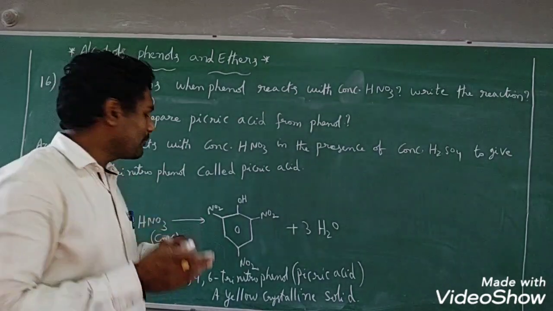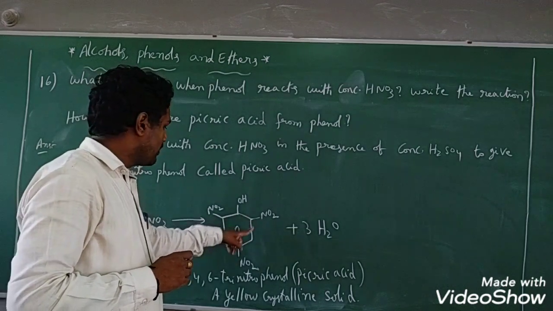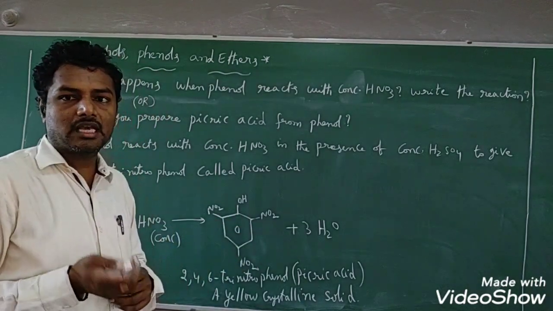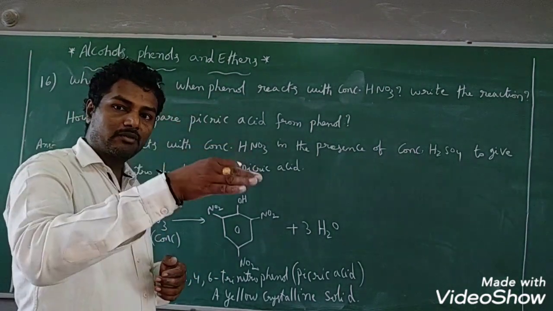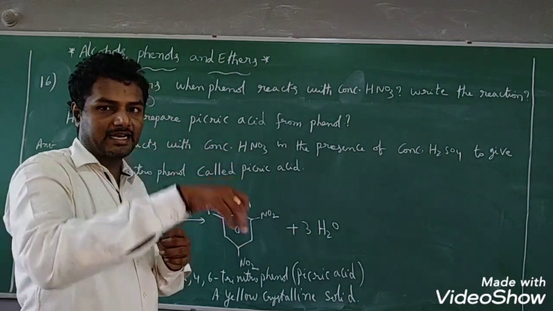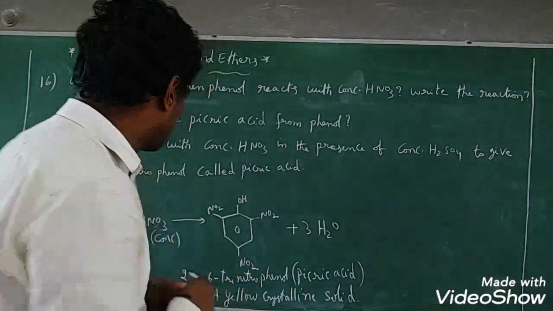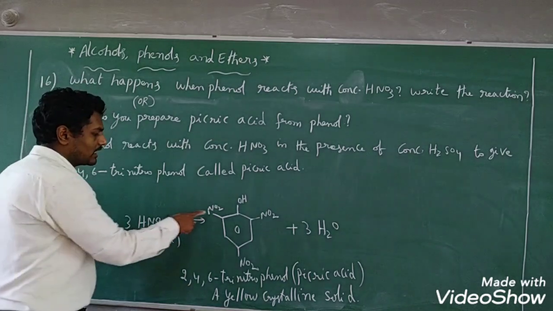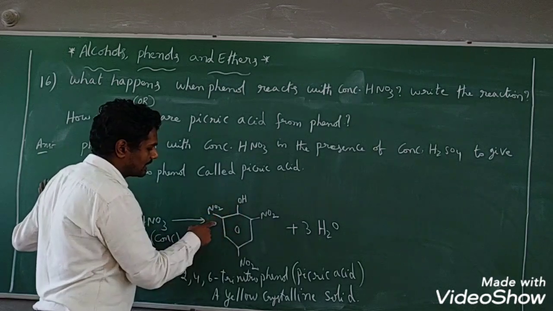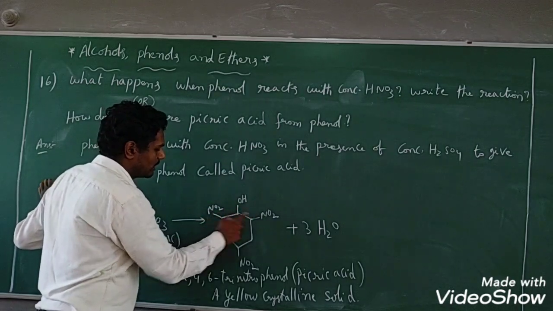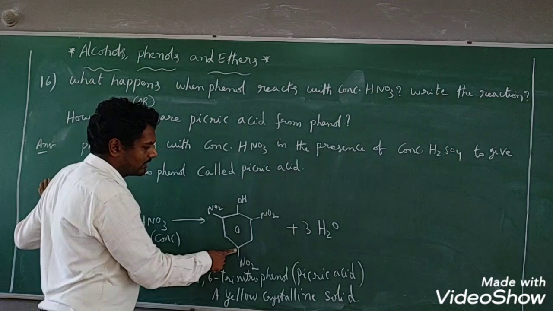That means wherever the possibilities are present to attack the electrophile on phenol, at all those possibilities the nitronium ion, NO2 plus ion, will attack. Like with bromine water, whenever phenol is treated with bromine water, how is bromine attacked? At all the positions of phenol, wherever the possibilities are there. In a similar manner, here if you use concentrated HNO3, the NO2 plus ion will attack at all the possibilities of phenol. That means at 2 ortho positions and one para position, the possibilities are there for the electrophile to attack.